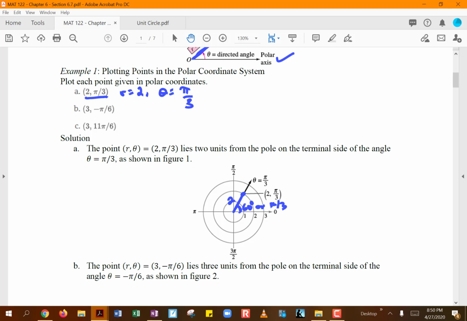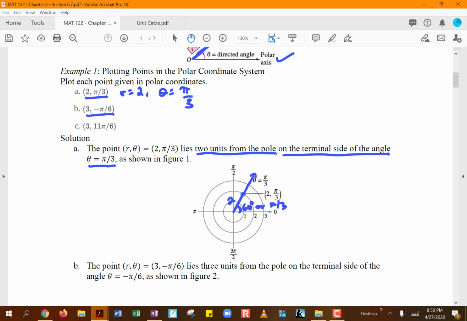Now you draw a little point there, but you will see we extend that line going forward. Right at the point 2 comma pi over 3, we'll just mark it, like I said, with a little point over here. So the point 2 comma pi over 3 lies 2 units from the pole on the terminal side of our angle, and that angle measurement is pi over 3.